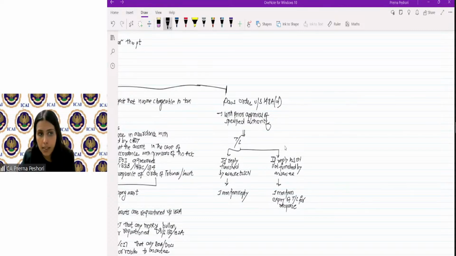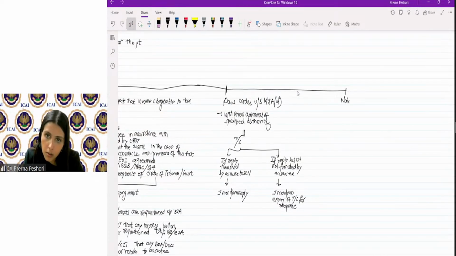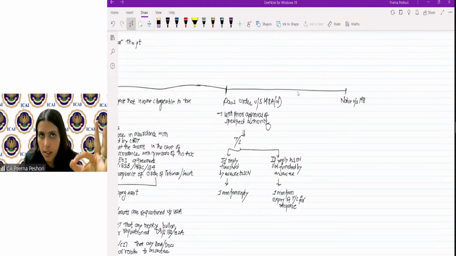Now, once the order is passed, let's say the order is passed saying that the reassessment should be made on the assessee. Then a notice is required to be issued to the assessee under 148. So the next step is notice under section 148. Now, what is this notice? This particular notice is issued initiating the reassessment. This notice begins the reassessment.